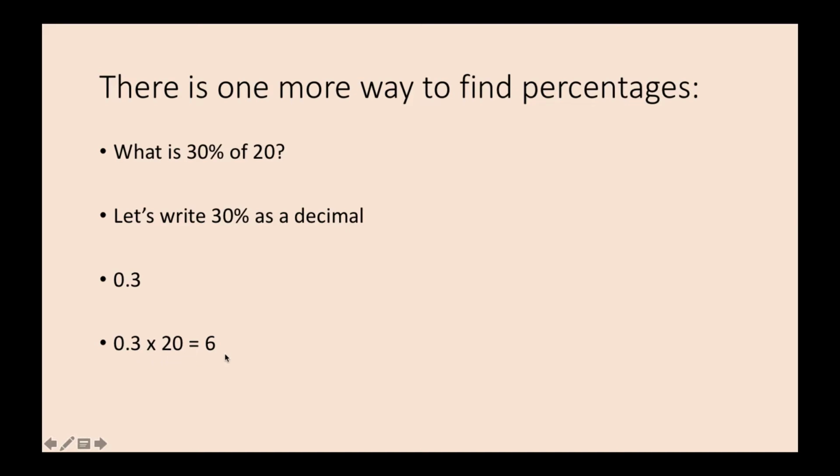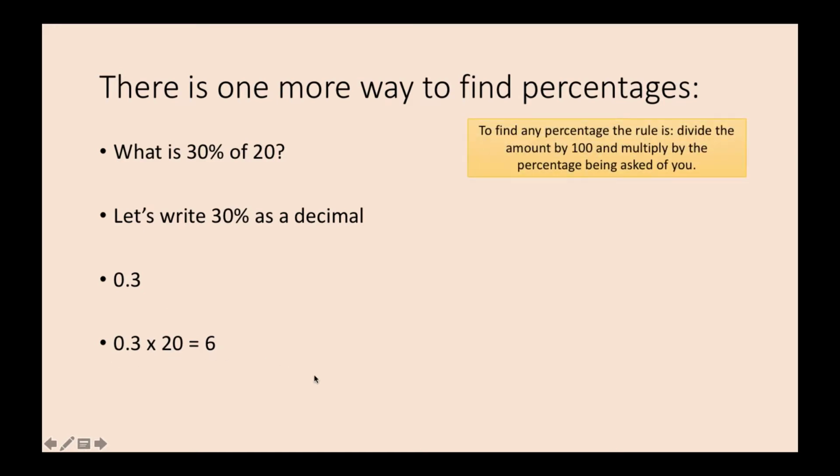So what you're doing essentially is just cutting out the previous rule, the divide by 100, because technically you've already divided by 100 to turn this into a decimal. Okay, so 0.3 times 20 equals 6. Okay, so to find any percentage, you can still use the rule divide by 100 and multiply by the percentage being asked.